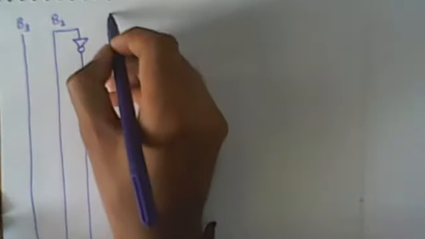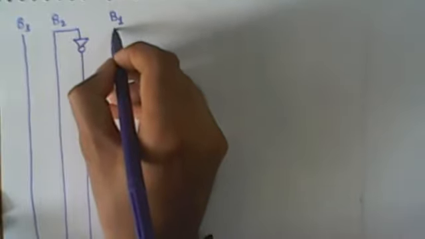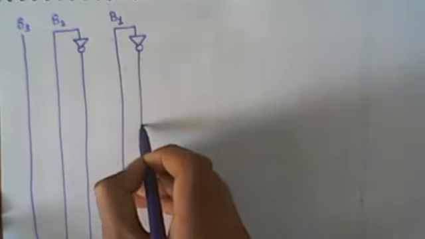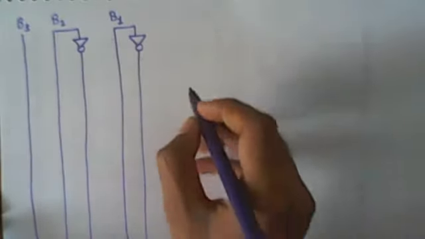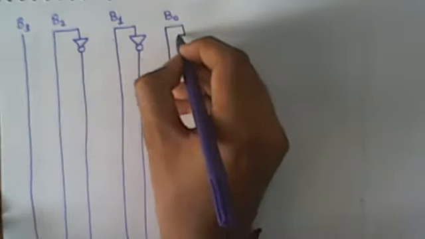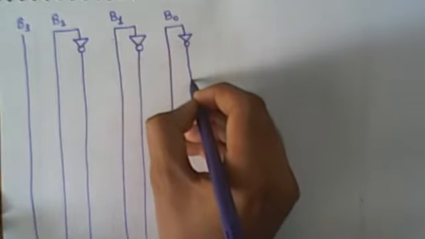We will get the B2 bar. Now about B1, yes, B1 bar also needs to be inverted. So let's take one inverter and invert it. And we need to invert B0. Yes, right. Now let's find the X3.